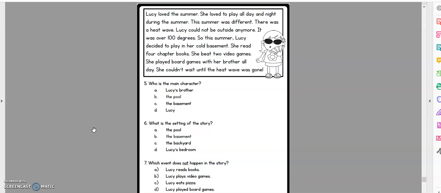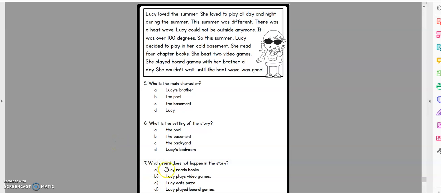If I go back to the story, I'm remembering that Lucy loves summer, but it's really hot out, so she had to play in her cold basement. That's where she read, she played video games, and she played board games with her brother. So, what is the setting of the story? B, the basement.